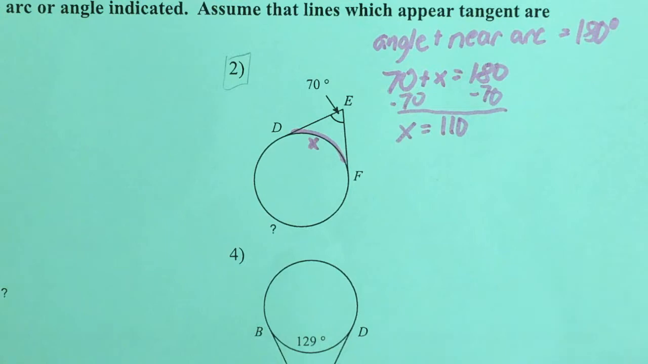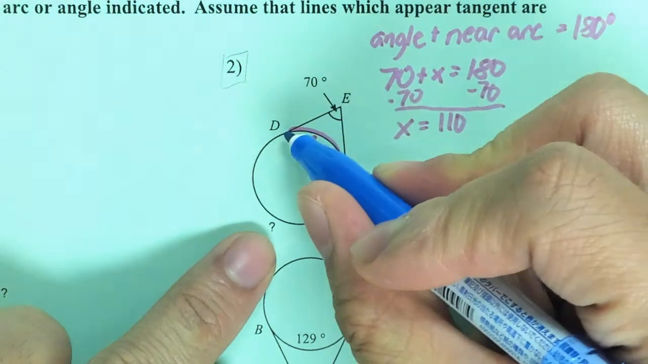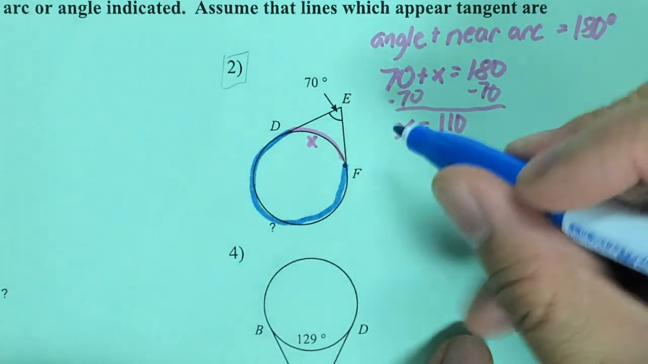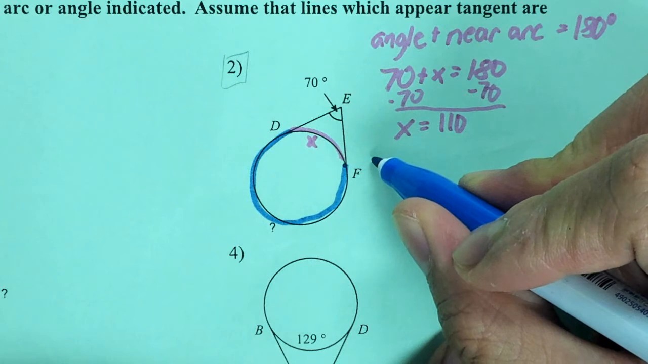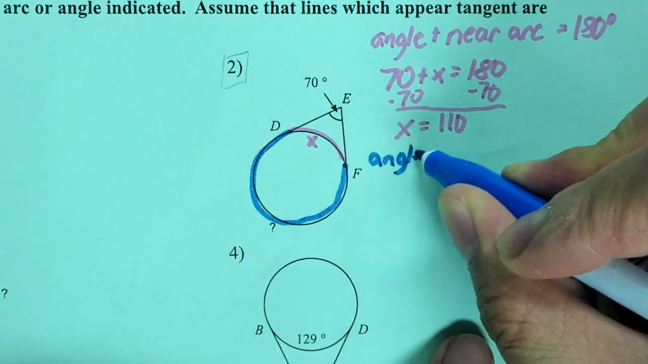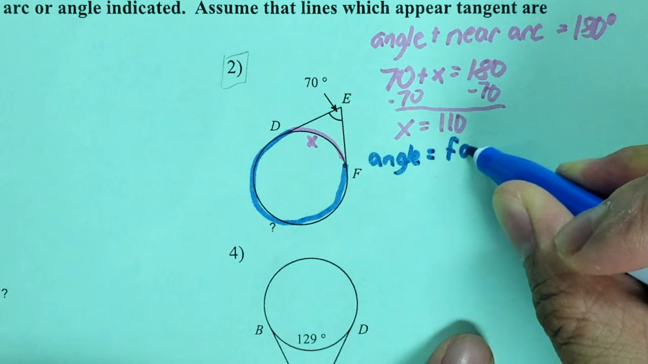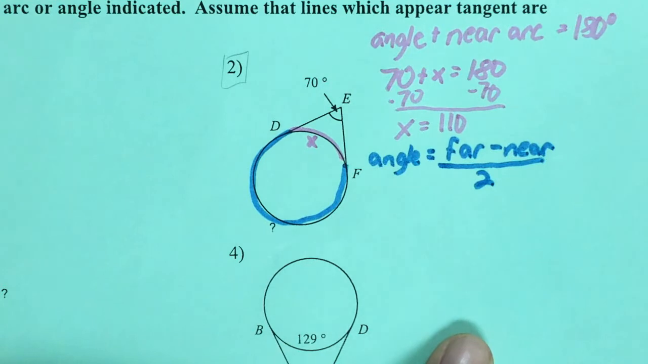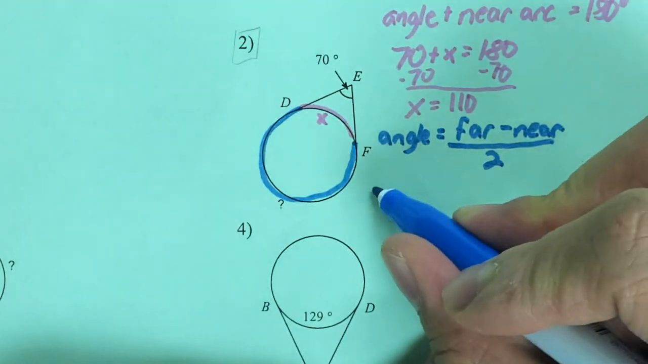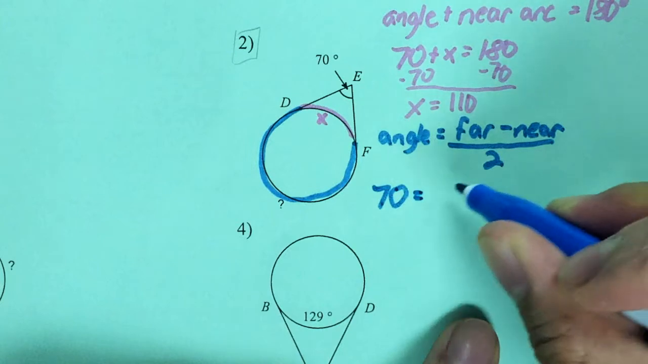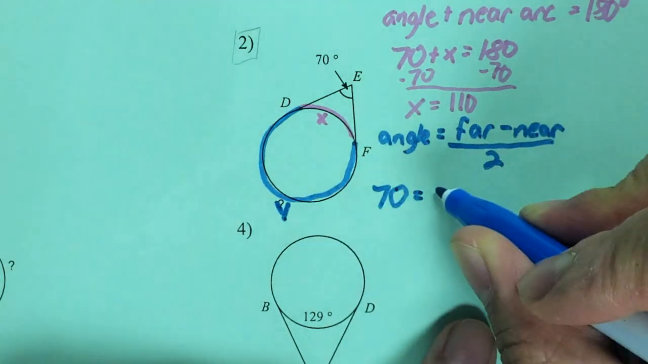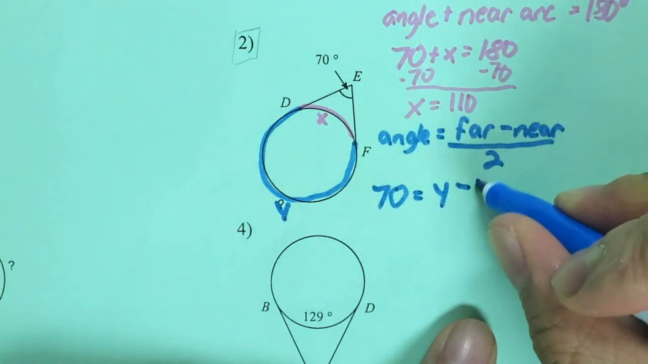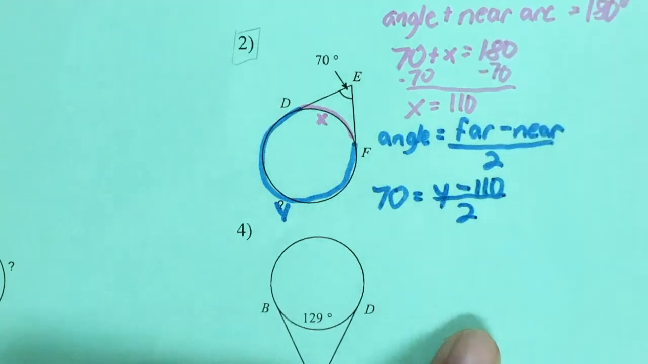Now that we have a near arc, we can find our far arc. Using one of our formulas states that angle equals far arc minus near arc divided by 2. So plugging this into my formula, I have 70 equals, let's go ahead and call this y, minus near arc, which we know is 110, divided by 2.